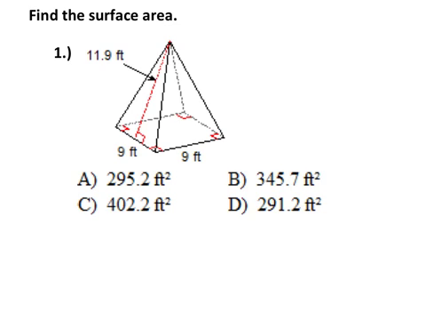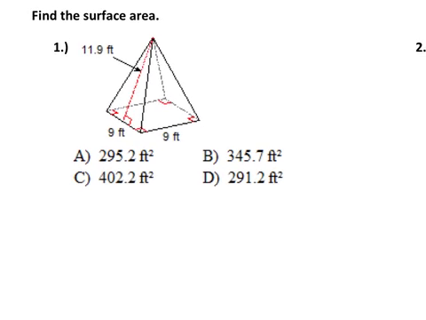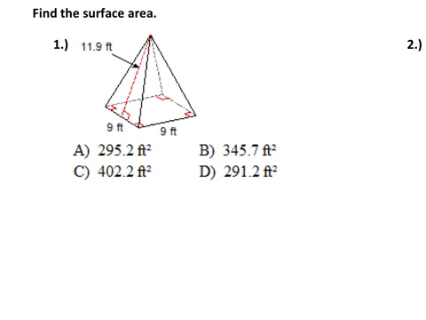So there's a couple triangles you can see in this diagram in number 1. It has a base that looks like a square or a rectangle. So we want to find the individual areas of all of those faces and then add them together. And that'll be our answer. So let's start with the triangles.